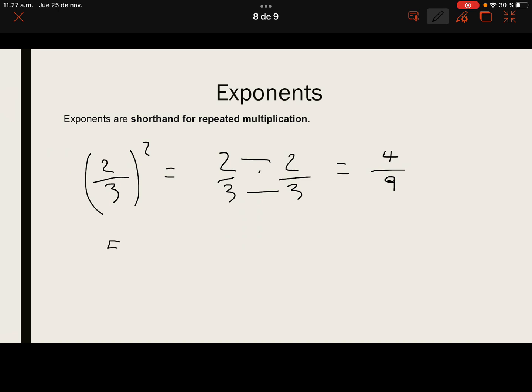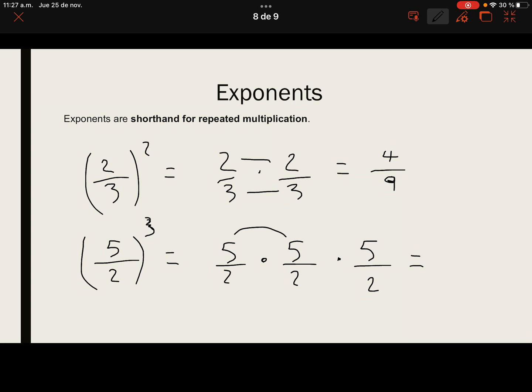Another example. What about this? 5 over 2 to the third power, or cubed. This is equal to 5 over 2 times 5 over 2 times 5 over 2. Exactly the same, numerator times numerator and denominator times denominator. Then 5 times 5 is 25, times 5 is 125. At the bottom, exactly the same, 2 times 2 is 4, times 2 is 8. That's the final answer. Remember, if the fraction is possible to simplify, we have to simplify, otherwise stop there.